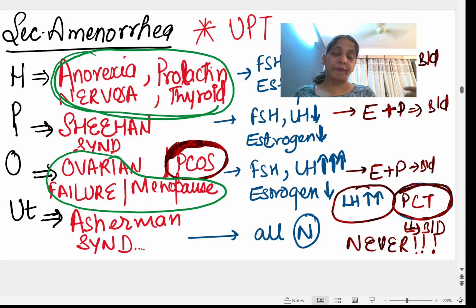Just see here, as there was the HPO axis, in a similar way there is a hypothalamus-pituitary-adrenal axis. Adrenocorticotropic releasing hormone is released from the hypothalamus, and then the pituitary releases adrenocorticotropic hormone which acts on the adrenal cortex. So what is the function of the adrenal cortex? The adrenal cortex changes the cholesterol into aldosterone, cortisol and androgens, right? Just see here, the cholesterol is changed into aldosterone, cortisol and androgens by the adrenal cortex.